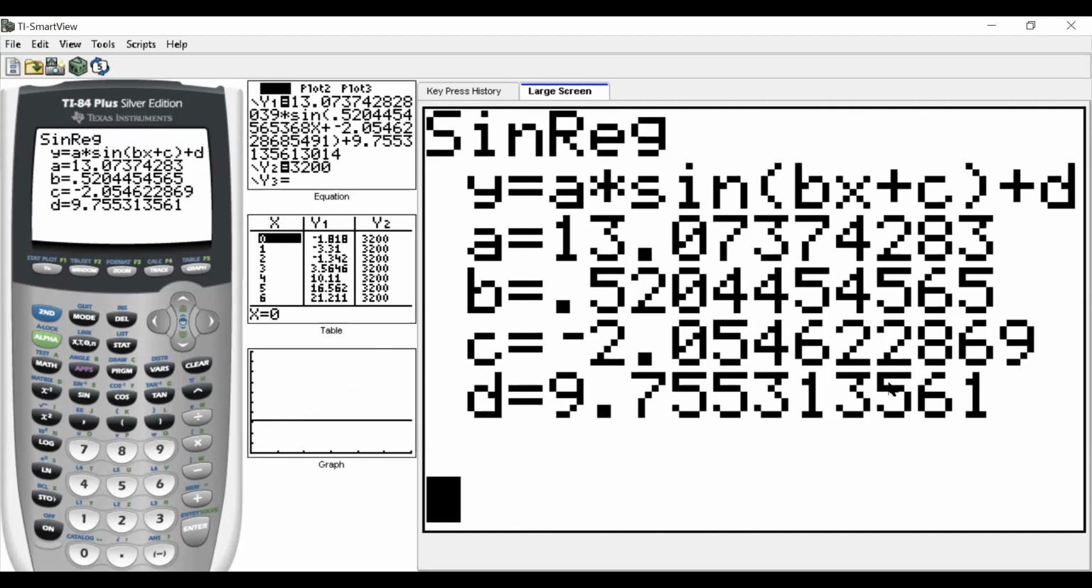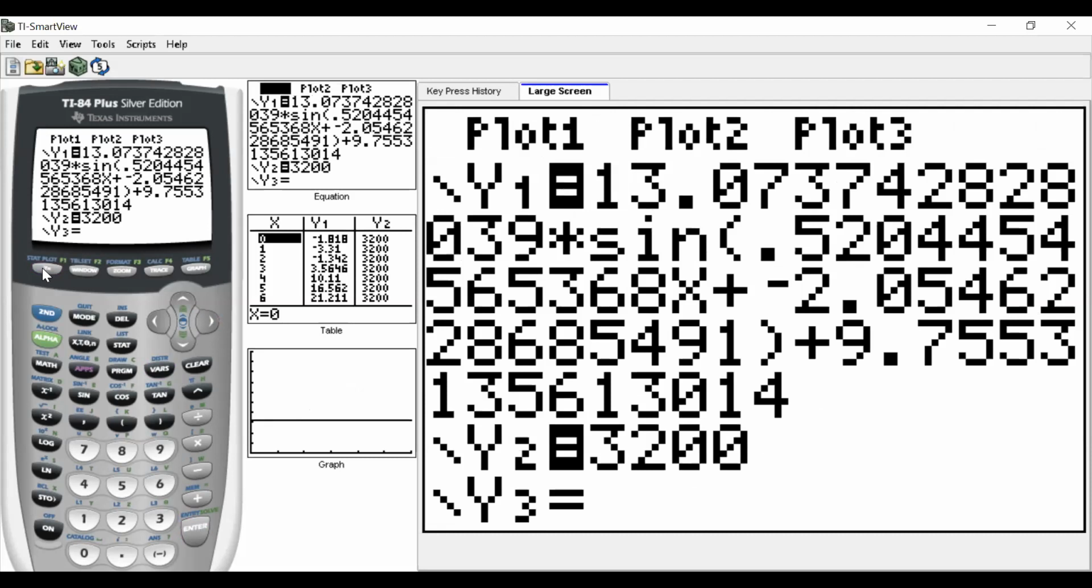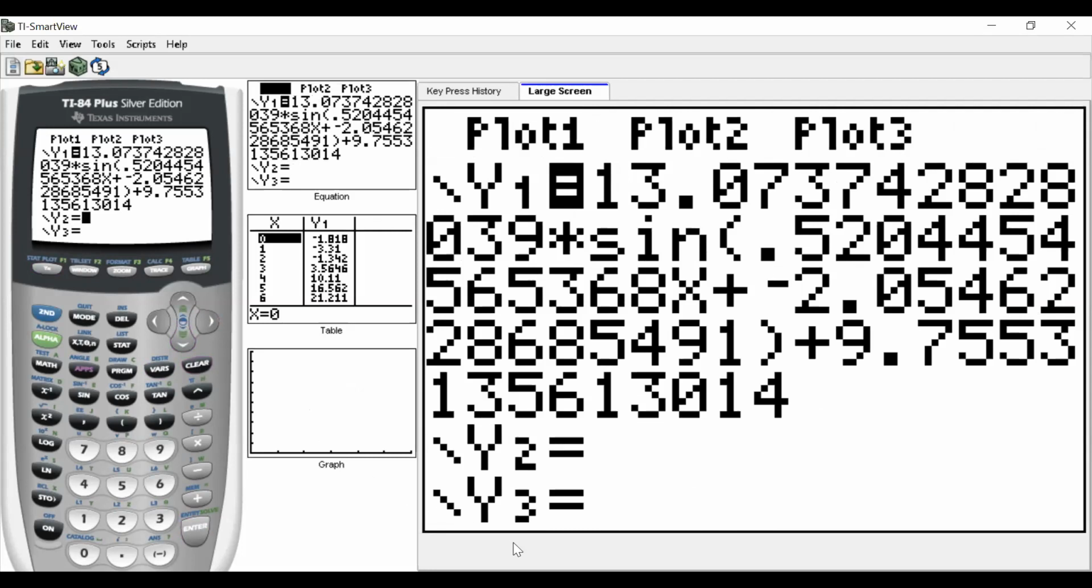Remember, what we're never going to do is round those, okay? On the question, it might ask us to round, but when I hit Y equals, notice that all those values are there, okay? Now, let's go back and start answering some questions.